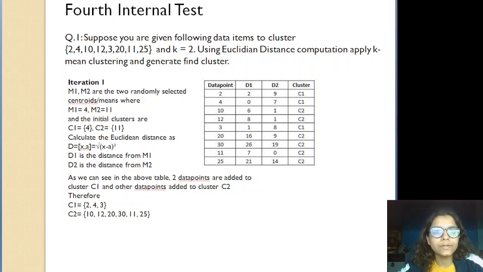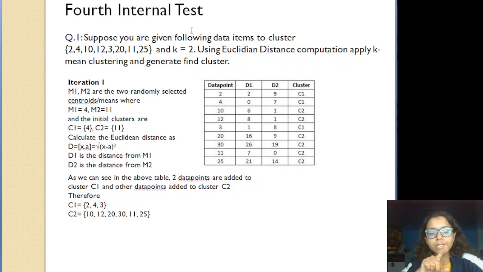Hi guys, for this video we're going to talk about the fourth internal test paper. The first question is: suppose you are given the following data items to cluster, which are 2, 4, 10, 12, 3, 12, 20, 11 and 25, and k is 2. Using Euclidean distance computation, apply k-means clustering and generate the final clusters.